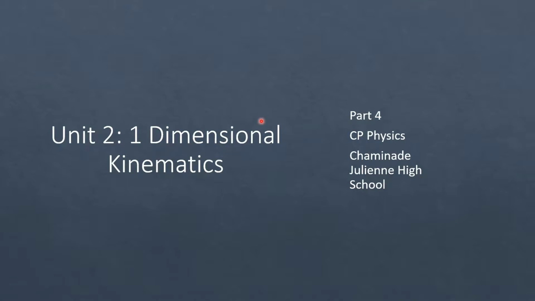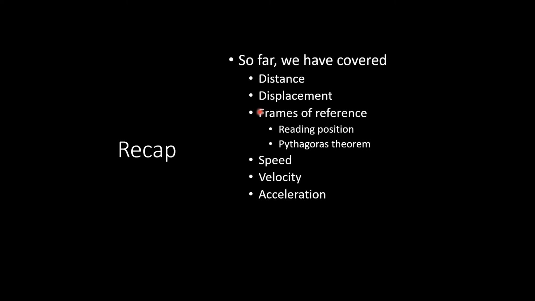So what we had done so far included distance, displacement, frames of reference, which had to do with reading position and Pythagoras theorem. If you remember correctly, if you're trying to locate this point P here from this location, you measure your y distance and you measure your x distance, and that's where the location of point P is with respect to this point here, wherever you started from.